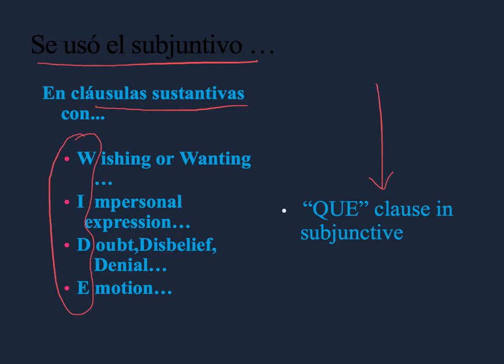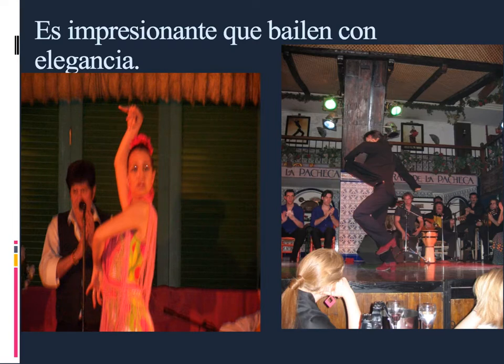And we talked about expressions of wishing or wanting. We talked about impersonal expressions, expressions of doubt, disbelief, or denial, and then emotion, always about what someone else was doing, and then using the subjunctive in our secondary clause, in the K clause, if you will. That's just to help you, a little jog of your memory about what we did so much last year in Spanish 3. It was a year and a half ago for some of you.